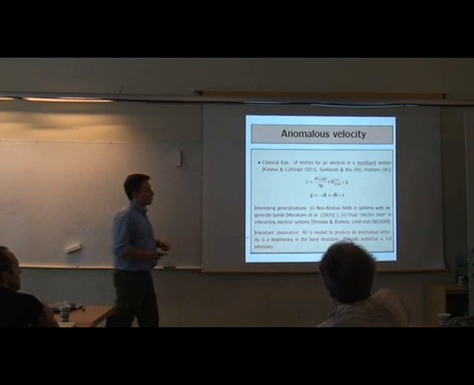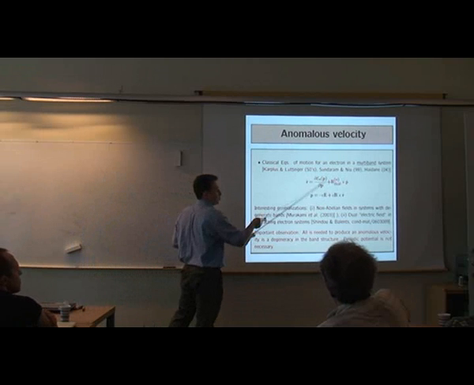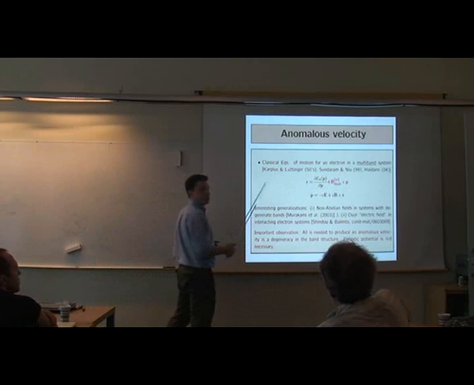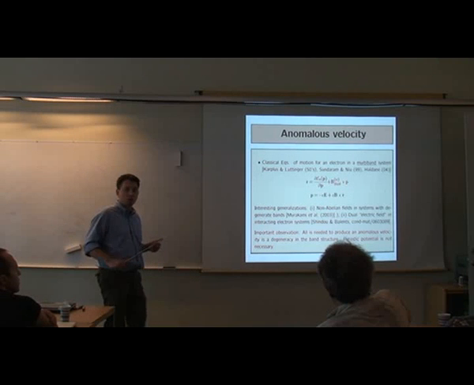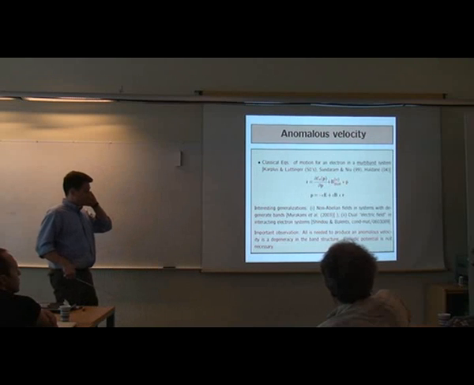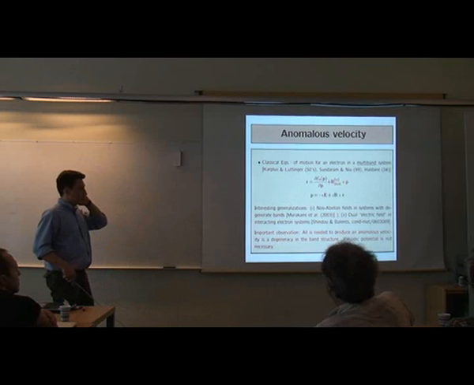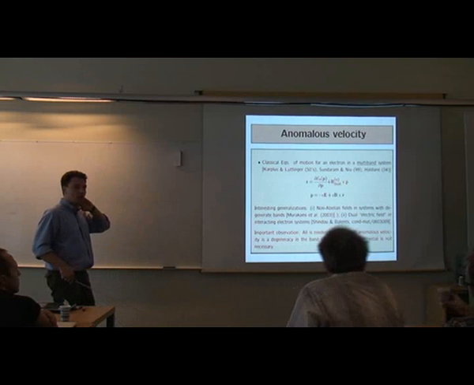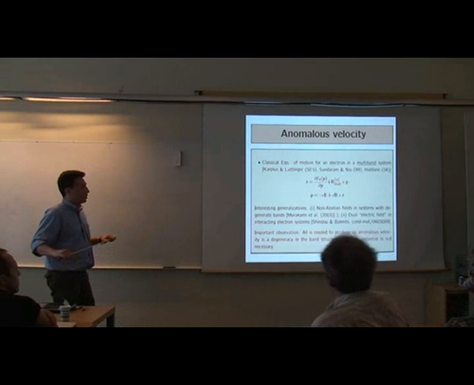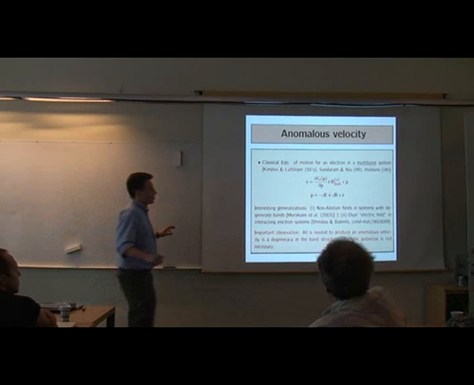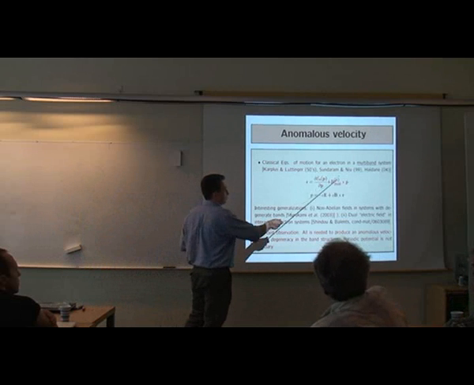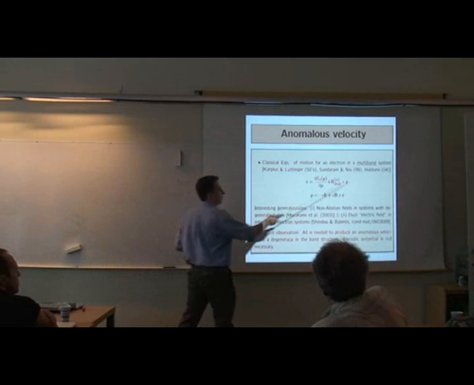So there appears a new term in the classical equations of motion which modifies the notion of a velocity. And this is called anomalous velocity. In fact, it was first derived by Karplus and Luttinger back in the 50s. Of course, they didn't call it Berry phase, but they had all the equations right.